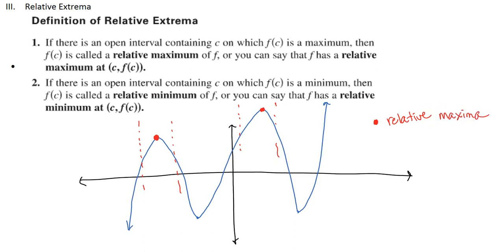Okay? And similarly here, you can see that on an interval around that point, this would be the lowest point, and the same thing here. So these points that I'm marking in green would be relative minima.